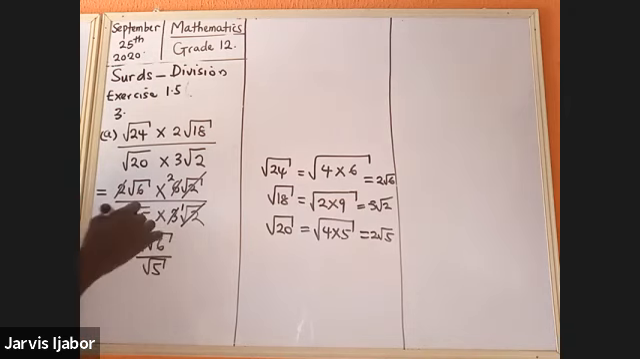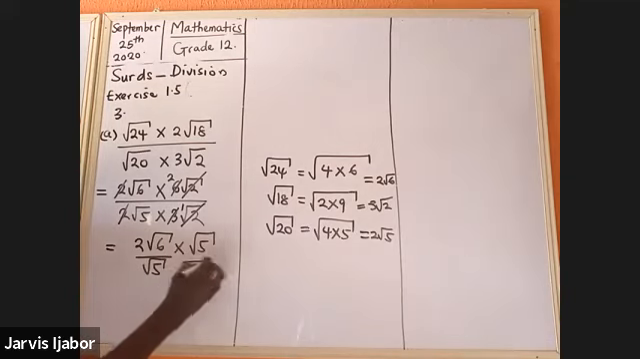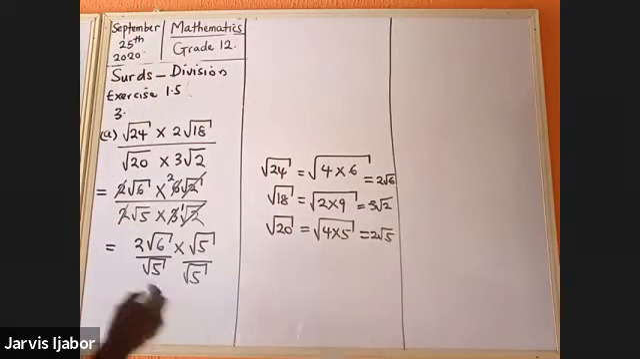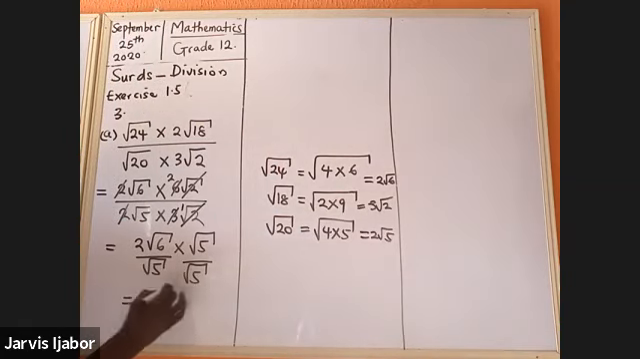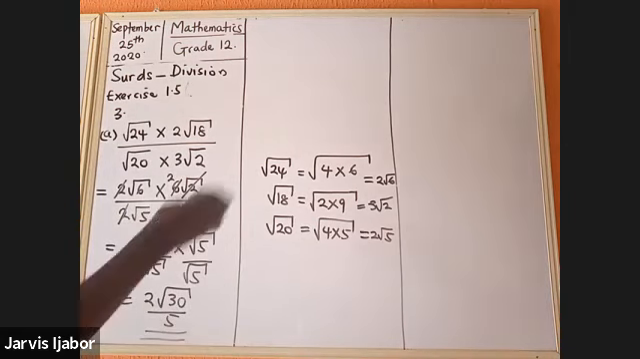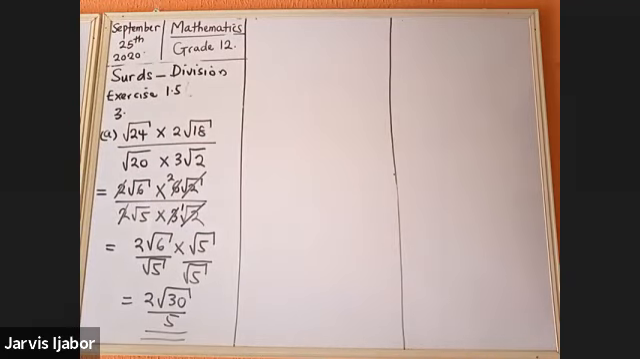It is at this point I can now rationalize. I will now multiply by root 5 over root 5. Remember, the objective of rationalization is to make the denominator a rational number. So that will give me 2 root 30 over 5. And this becomes your final answer. So that takes care of question 3A. So let's go to question 3B.